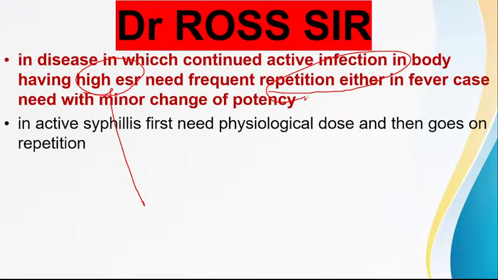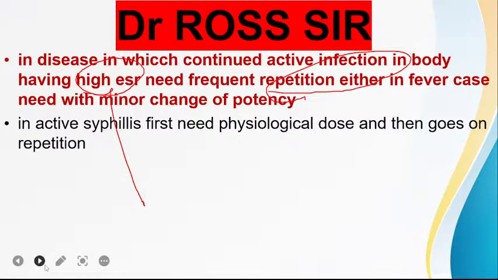So according to Dr. Ross sir, when we are giving a medicine for a disease with a high ESR, then obviously we are going to repeat the medicine and every potency should be changed. So basically the water dose is given with 10 strokes; the patient will take 10 strokes before every dose, so it will increase the potency slightly. This is the different idea of Dr. Ross sir. Now how can we apply this in our clinic?